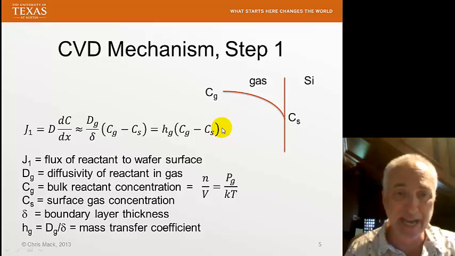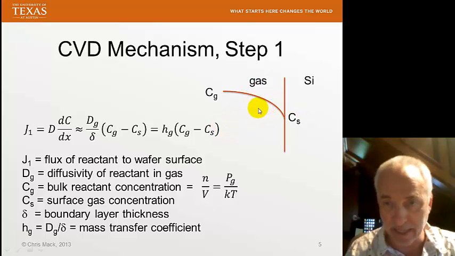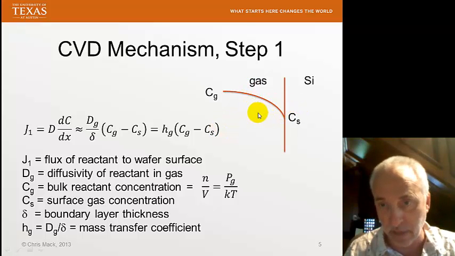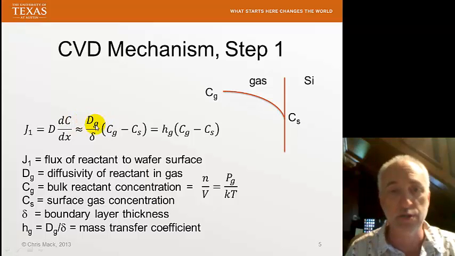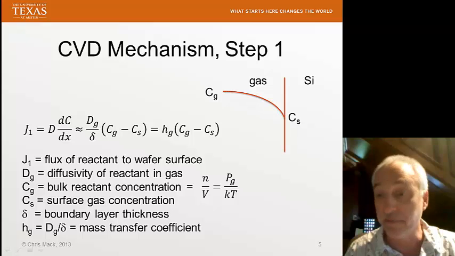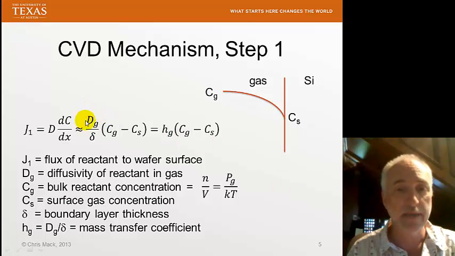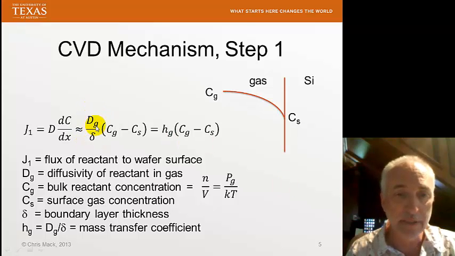concentration, divided by some distance over which that difference occurs, which we'll call the boundary layer thickness. So over some boundary layer thickness, we go from the bulk to the surface concentration, and we'll approximate the derivative with a difference. Then we'll lump the diffusivity of the reactant in the gas divided by the boundary layer thickness and call that the mass transfer coefficient h sub G.